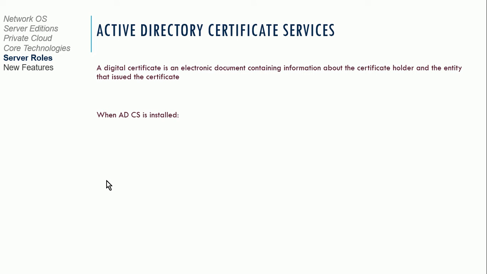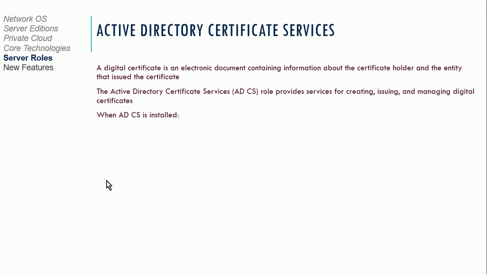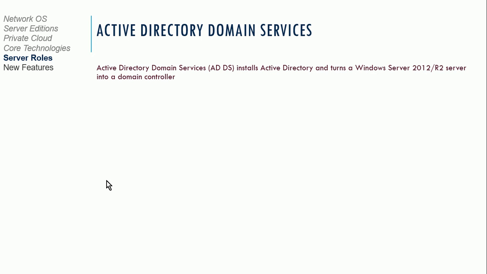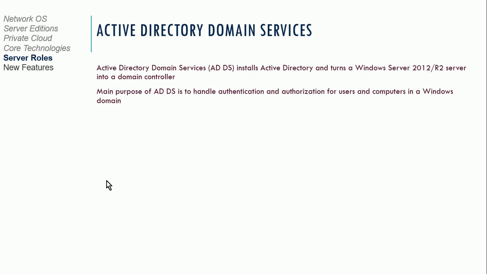The first one that your book discusses is Active Directory, some of the Active Directory services or roles within Active Directory. The first one is certificate services, which provide services for creating, issuing, and managing digital certificates. I don't want to talk too much about what a digital certificate is and how they work. We'll save that for our Active Directory course. Active Directory Domain Services, or ADDS, installs the Active Directory server and turns the server into a domain controller. So you would install that server.